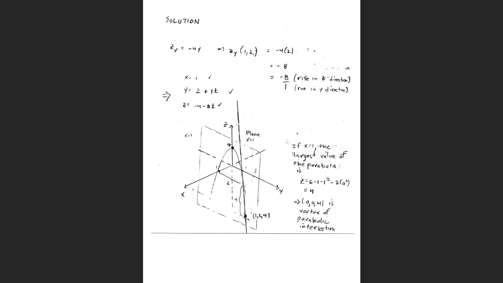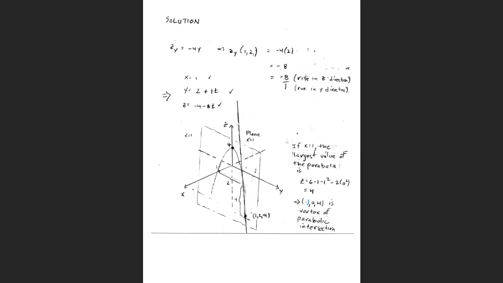There's a correction here. I was looking at it earlier today. So the point, well, it should be the point. This should be the point (1, 0, 4).